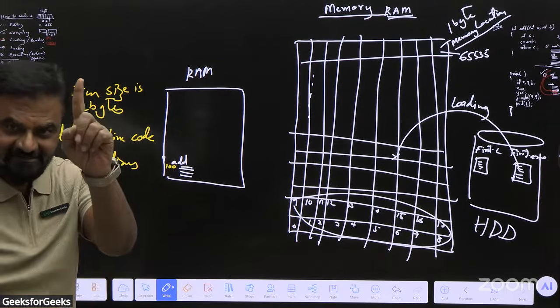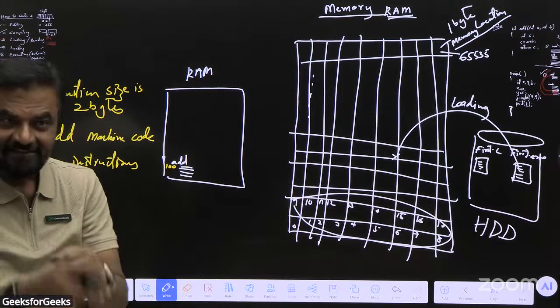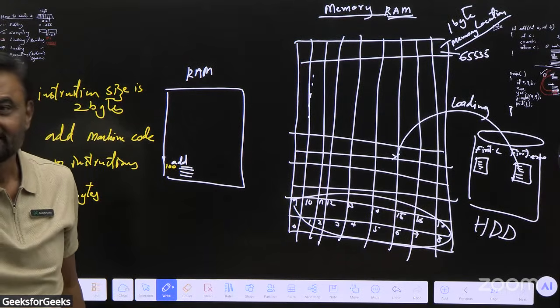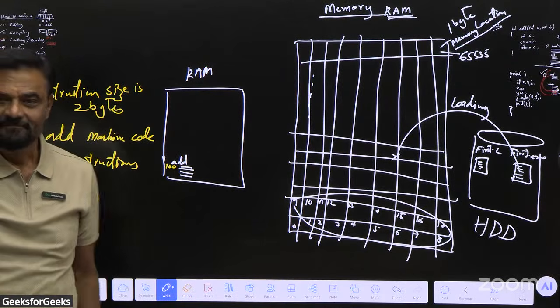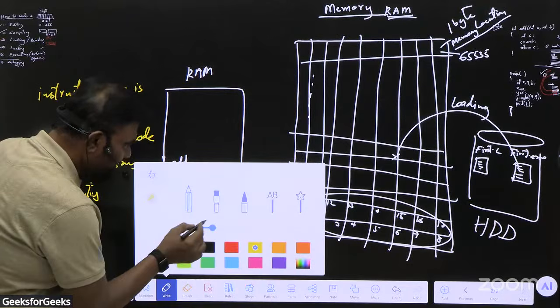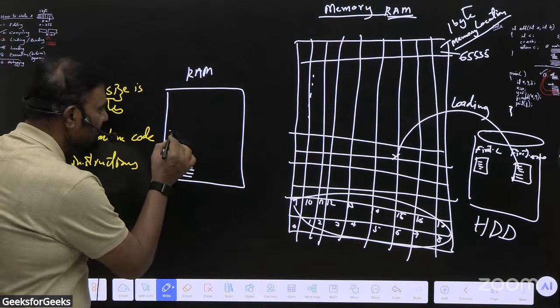This is starting from 100 onward, which means the first instruction is at 100 and 101, the first line. 102, 103, the second line. 104, 105, the third line. You agree with this? In this way, 10 lines are stored. After that, main is also stored here.